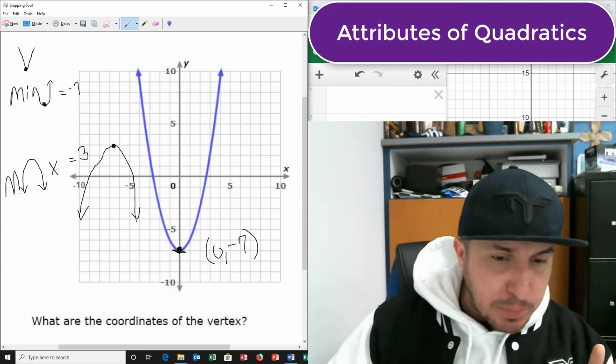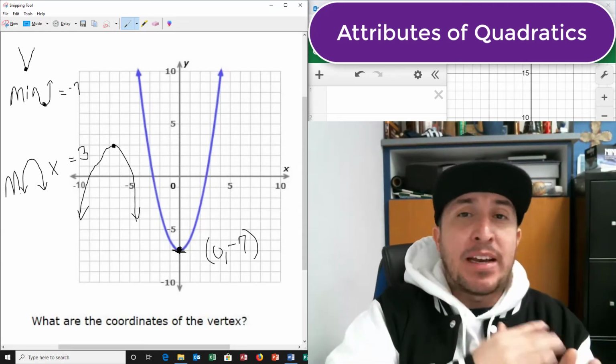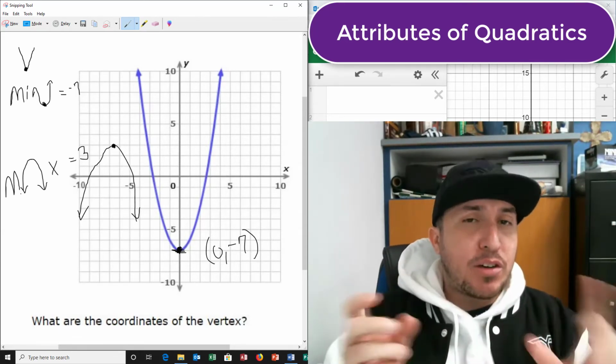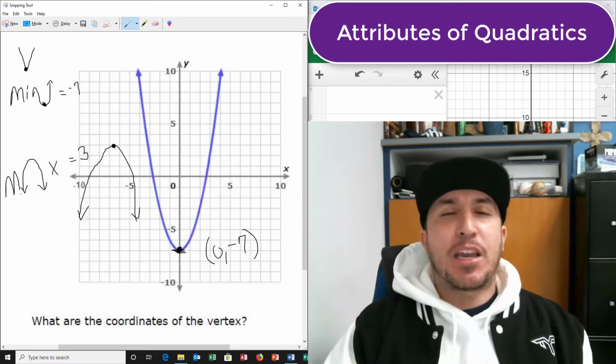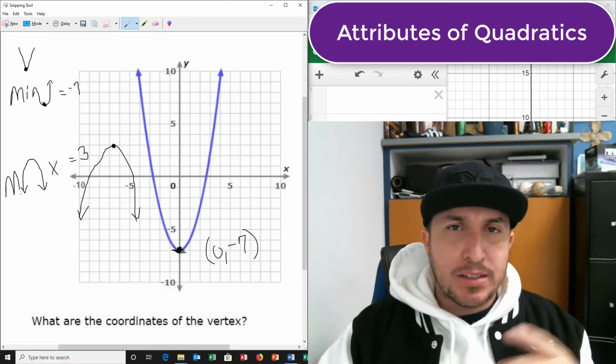If there's a lowest point, then it has a minimum. It doesn't go lower than this. Make sure you have those things. Some kids are going to confuse those, but just practice it. You'll be fine. You'll be totally fine if you just practice.